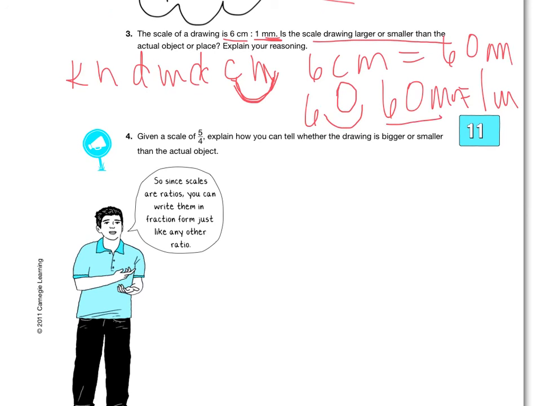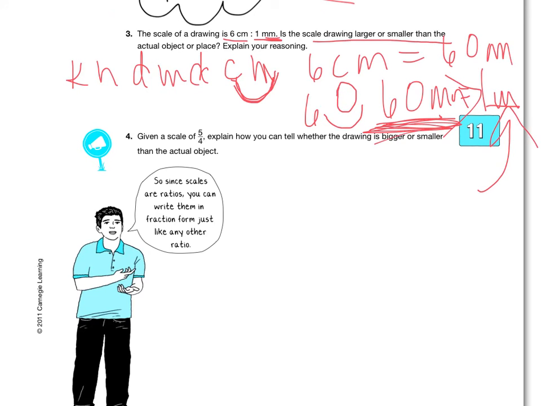Is the scale drawing larger or smaller than the actual? Well, is 60 larger than 1? Yes, 60 is larger than 1, greater than, the alligator can eat that. So 60 is larger than 1, so that means that the scale drawing is larger than the actual drawing.